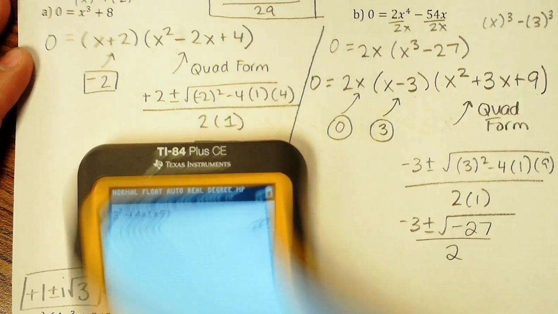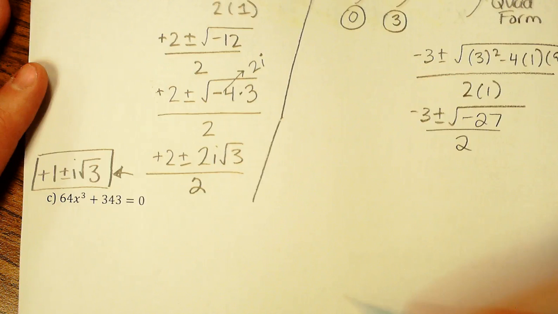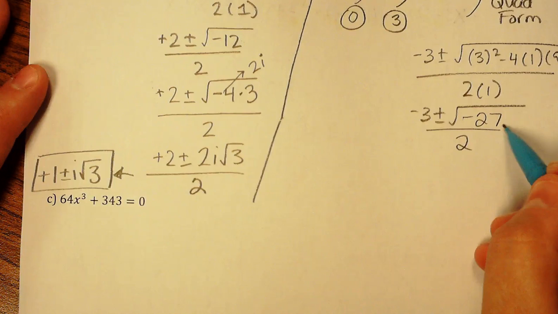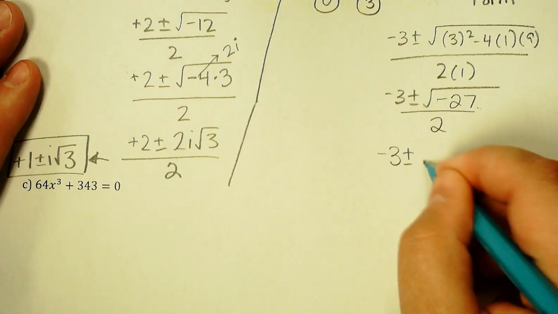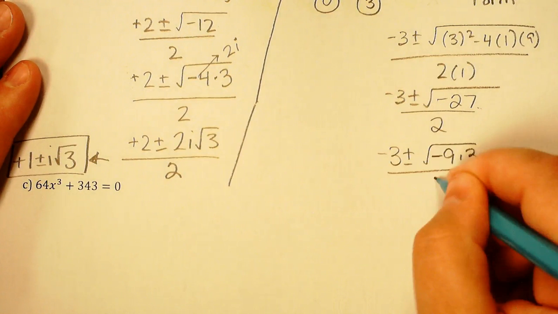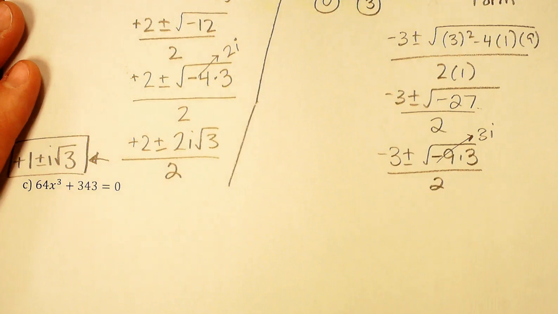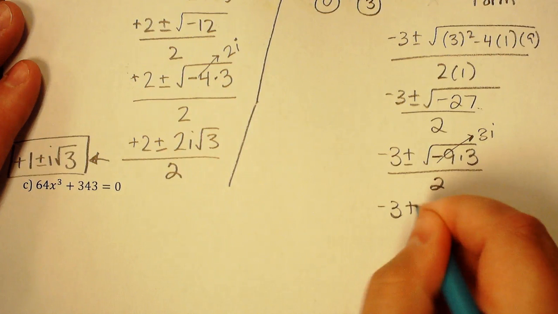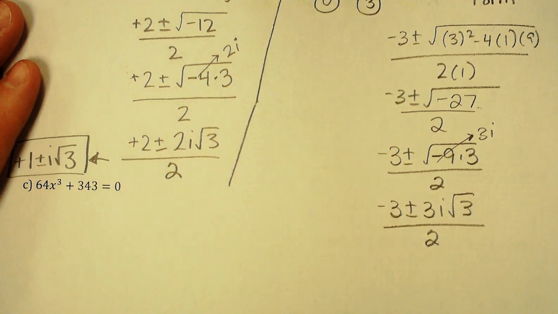I always promise you, if you've done this correctly and you're using a sum or difference of cubes, this number will always break down to be divisible by 3 in a perfect square. So 27 divided by 3 is 9. Okay, the square root of negative 9 is 3i. So we have negative 3 plus or minus 3i radical 3, the whole thing over 2.